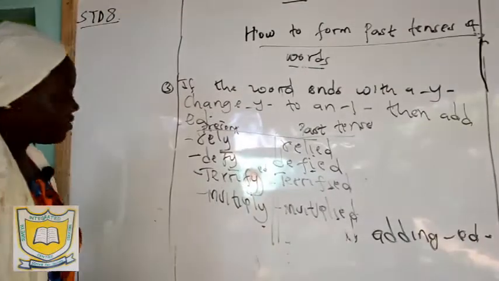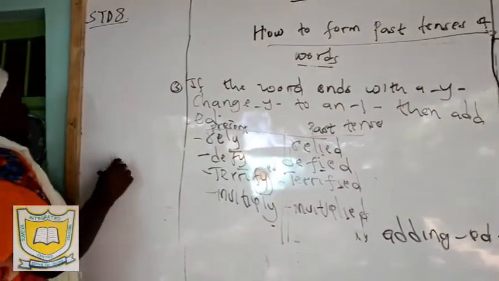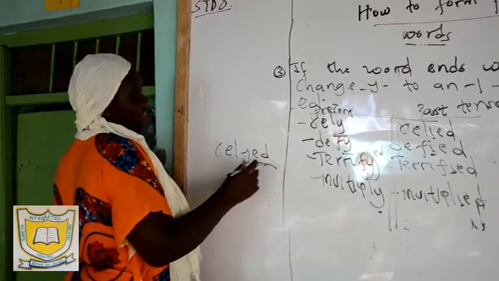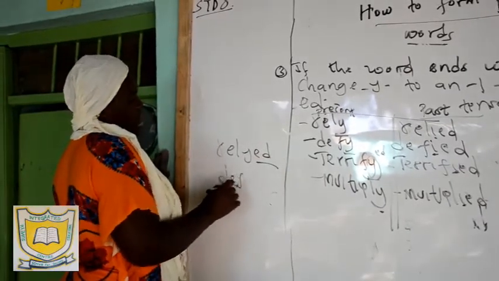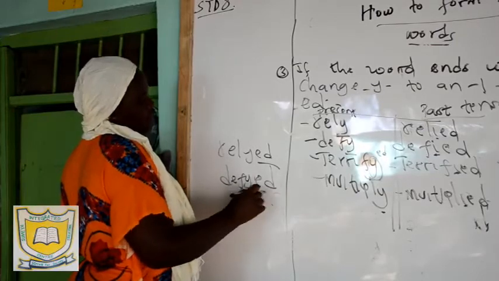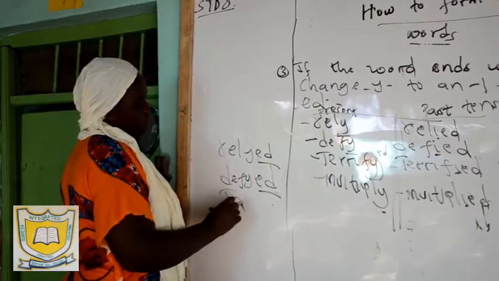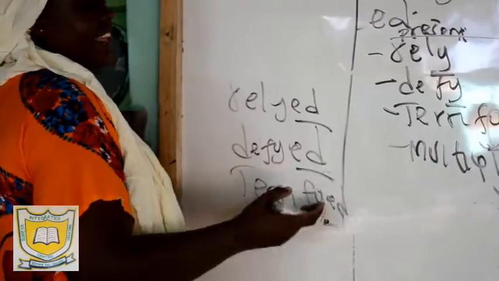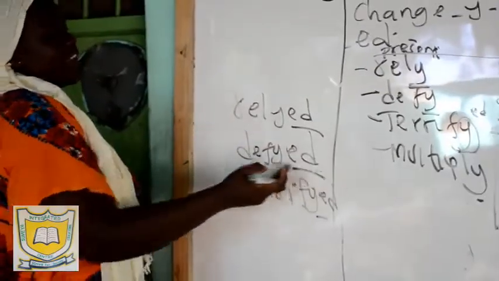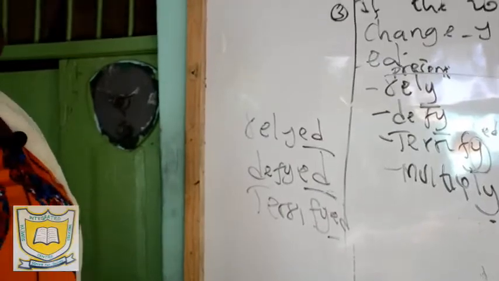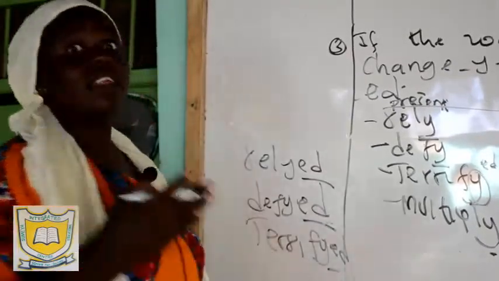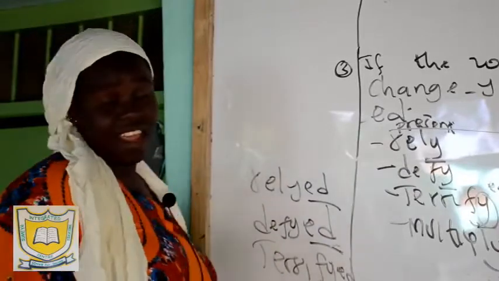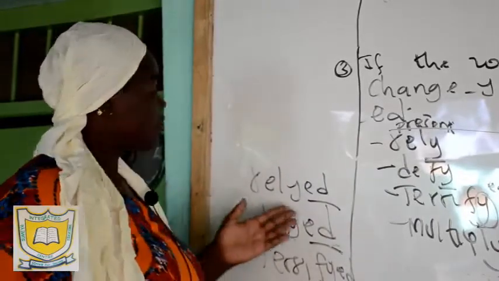Now, why is this important? Because you'll find some people who say relied, and then somebody else is going to say defied, and somebody else is going to say terrified, with a Y and then an ED. And when this comes in the exam, even not in the exam, when people are writing their compositions, this is what they write. Most of you, this is what you write.